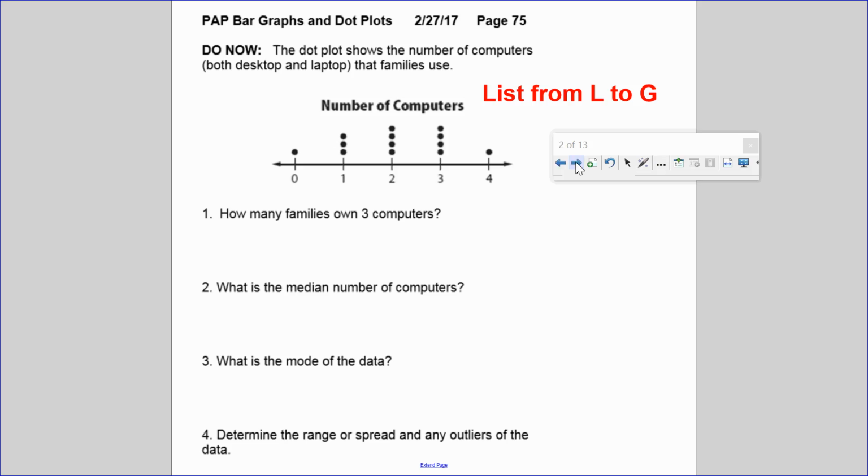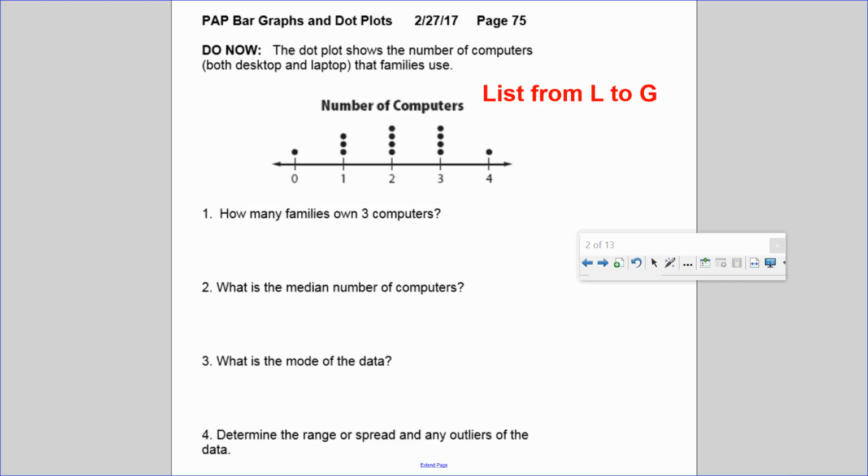So this is a dot plot. The dot plot shows the number of computers, both desktop and laptop, that families use. Let's put a list from least to greatest. We have someone who has only 0 computers at home. Sad. 1, 1, 1, 2, 2, 2, 2, 3, 3, 3, 3, and 4. How many families own 3 computers? 1, 2, 3, 4. 4 families.